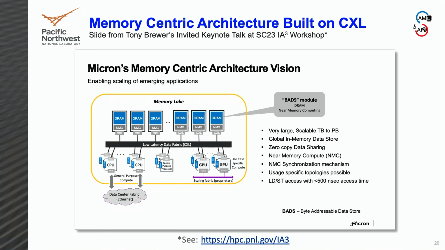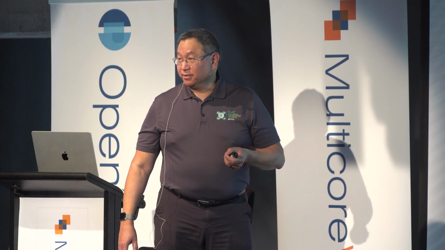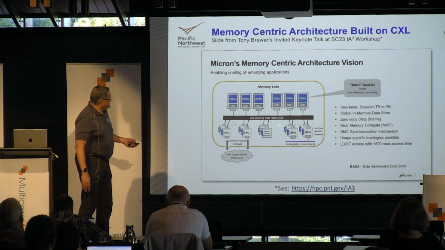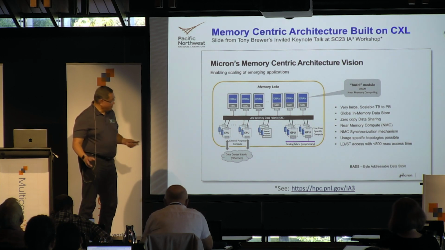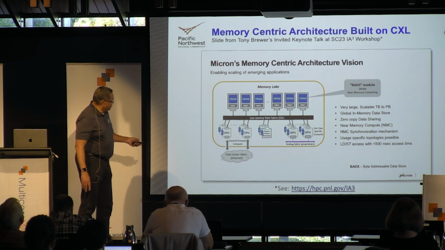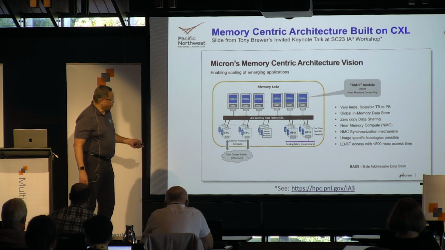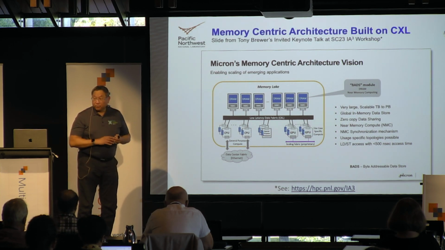This is a slide contributed by Tony Brewer, and he gave a keynote talk at our IA3 workshop on irregular architecture applications, architectures, and algorithms, or I have it backwards, I'm sure, but that's a link to the website for that workshop. You'll see this graphic has a little bit of a difference in that attached to the CXL low latency fabric are not just CPU nodes, but also GPU nodes that may have their own proprietary interconnection network and special purpose processors, things that we're designing with SOTA.